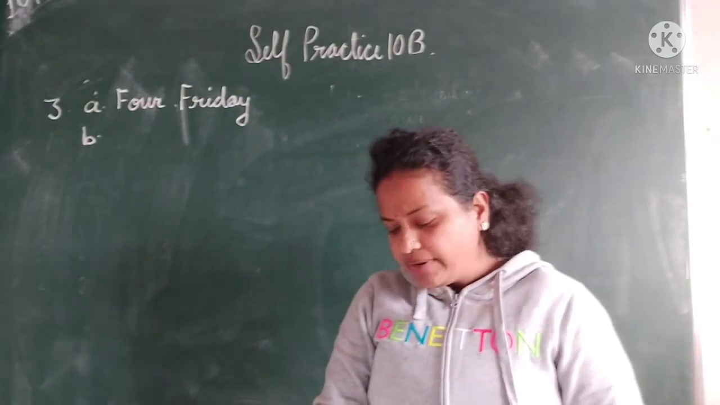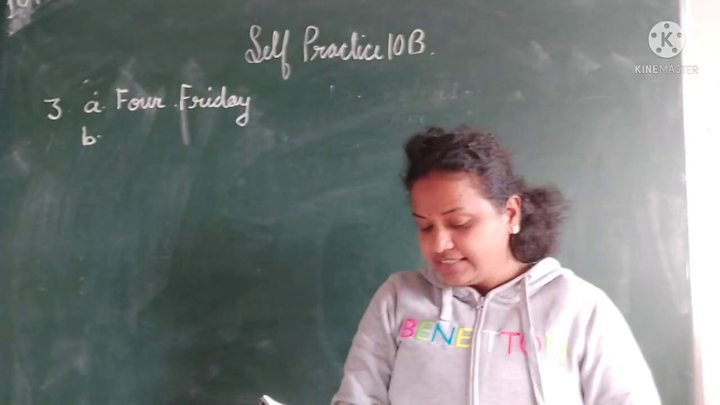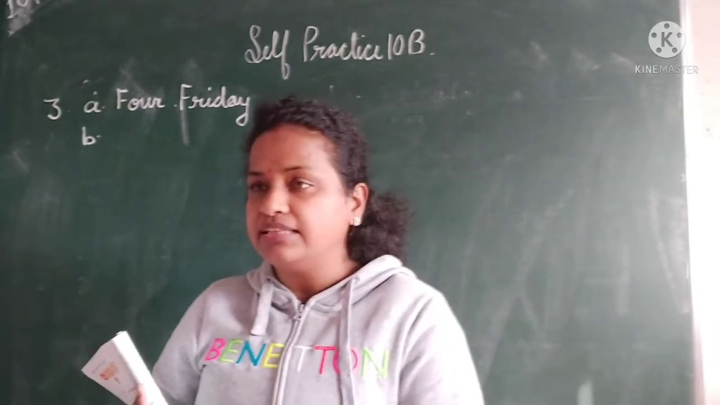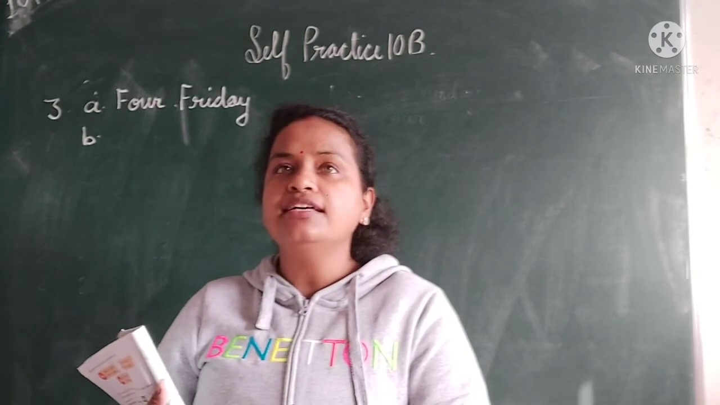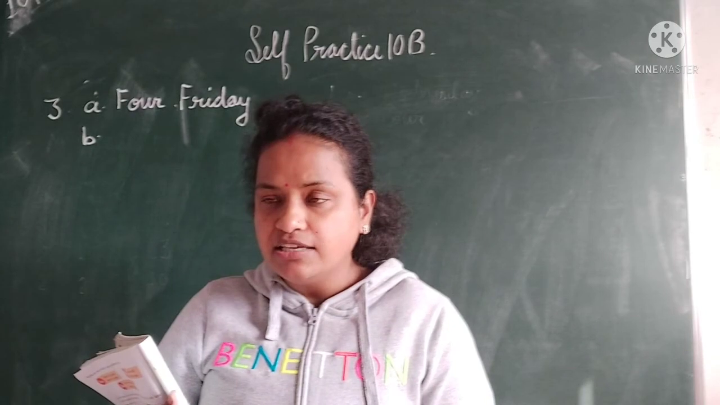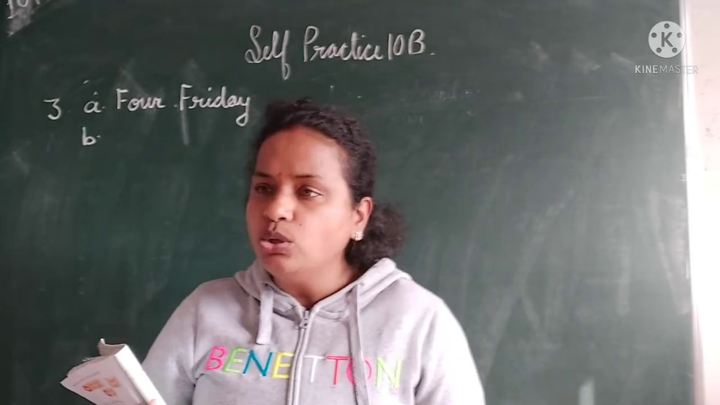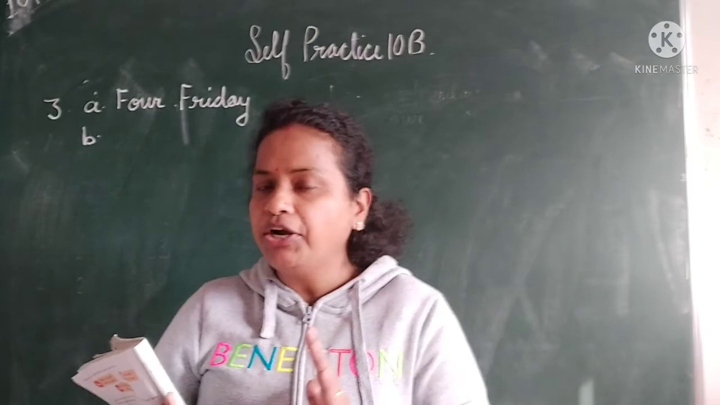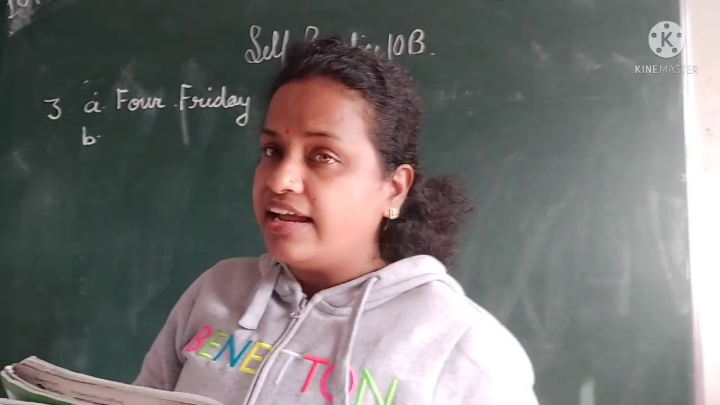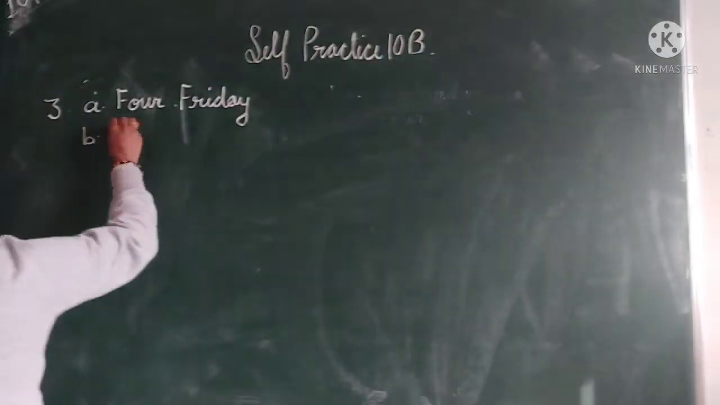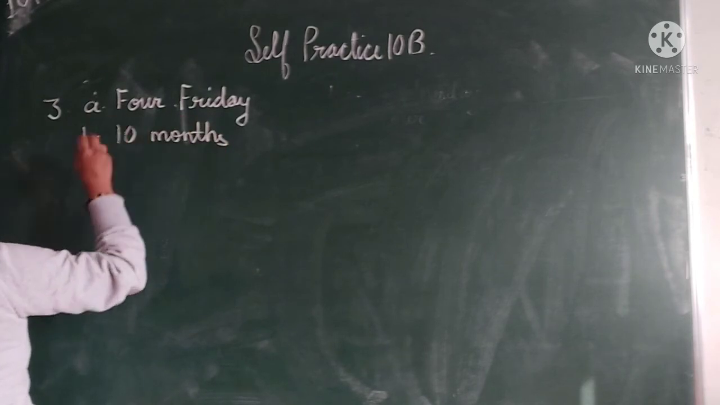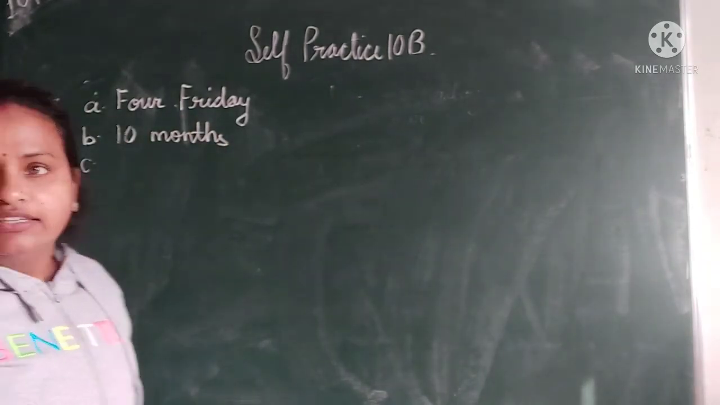Next, how many months are there after February until the end of the year? Now see, February is the second month, and total how many months are there? 12 months. So 12 minus 2. January, February, 2 are left. So 12 minus 2, so how many months are left? There are 10 months. 10 months are left in a year.